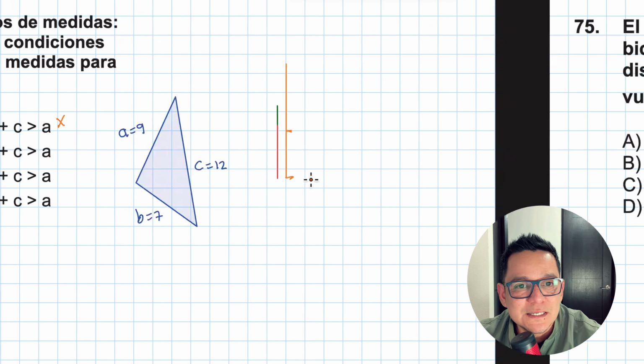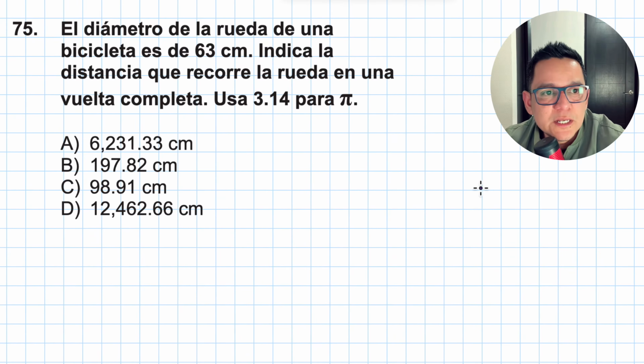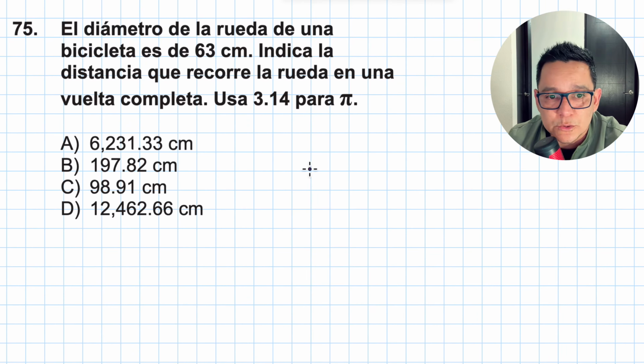Let's move on to the next exercise. Number 75 says: the diameter of a bicycle wheel is 63 centimeters. Indicate the distance the wheel travels in one complete turn. Use 3.14 for pi. Let's see. Let's start with the wheel.